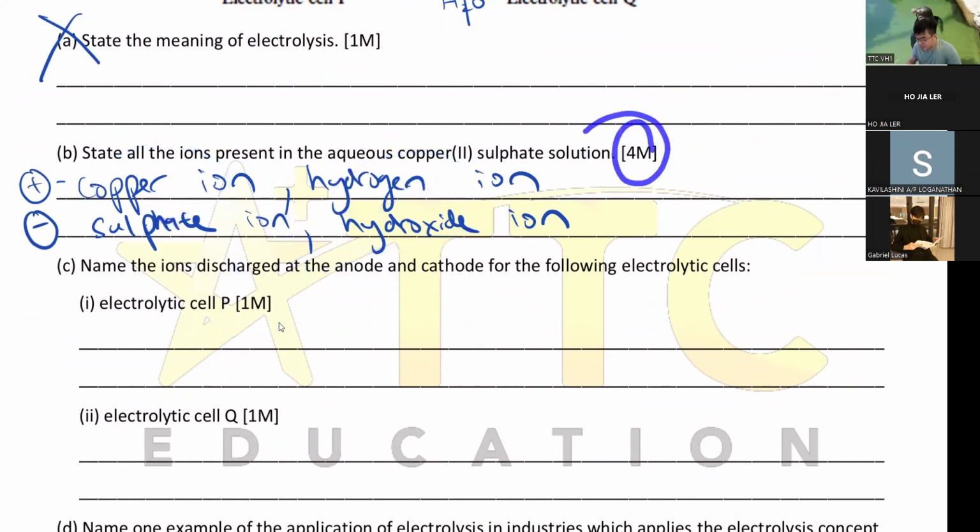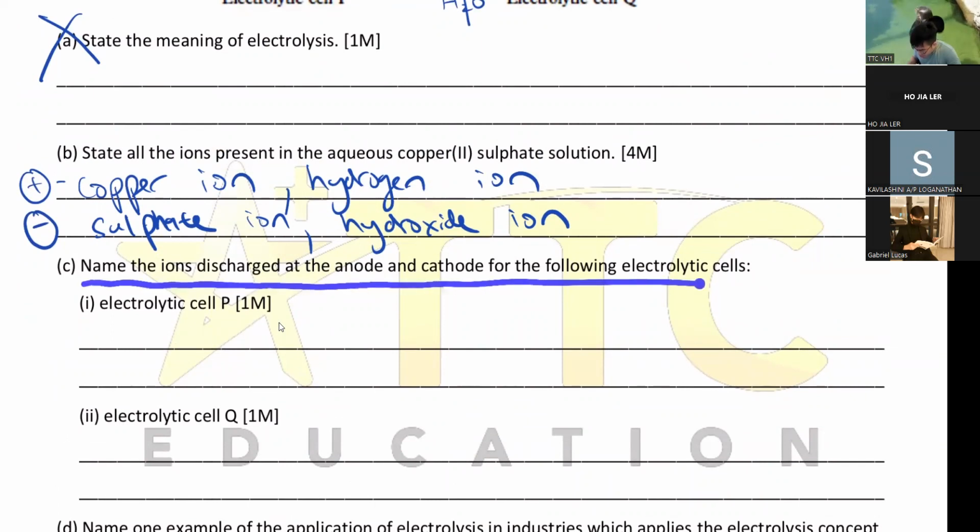Hey guys, if you can answer this question, that means you really understand. Okay, I know it sounds like a very simple question to you, sir. Only 2 guys and 2 girls. What's so hard about this? Hey, if you can write this, that means you really understand this chapter already. Not fully, but you're halfway there. Okay, so name the ions discharged at the anode and cathode for the following electrolytic cell.